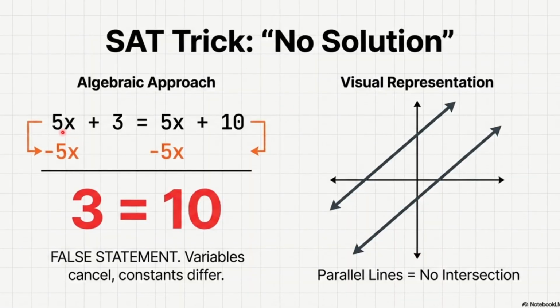Our algebraic approach was subtracting 5x from both sides. And at the end, we got 3 equals 10, which is a false statement. So it means no solution. And on our visual representation, which we got from Desmos, we got two parallel lines. It means no intersection. In short, parallel lines means no intersection, and no intersection means no solution.